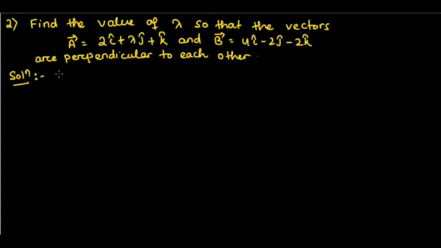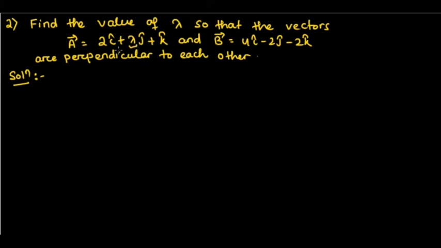Now look at the second question, question number 2. The question is: find the value of lambda so that the vectors A equal to 2I cap plus lambda j cap plus k cap and B vector equal to 4I cap minus 2j cap minus 2k cap are perpendicular to each other. Both A vector and B vector are given in component form and we have to find the value of lambda.